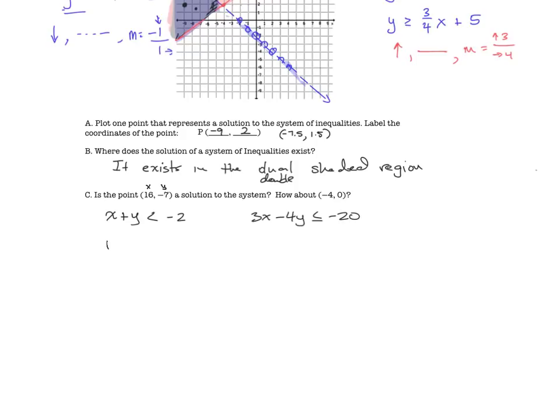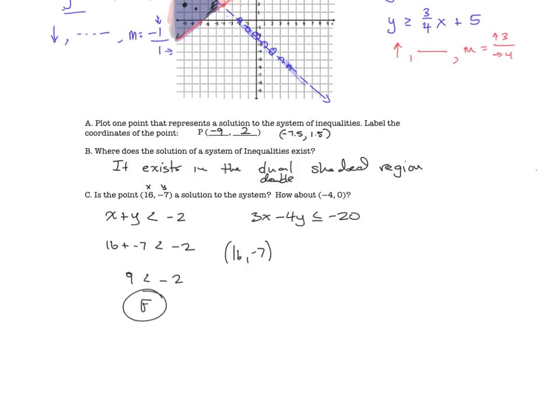So here we go. This is 16 plus negative 7. And is that less than negative 2? So 16 plus negative 7 is good old 9. Is 9 less than negative 2? Well, no, that is false. Well, guess what? All it takes for me to stop this problem and say that that point is not a solution is one false statement. One false statement would mean that (16, -7) is not a solution to your system.